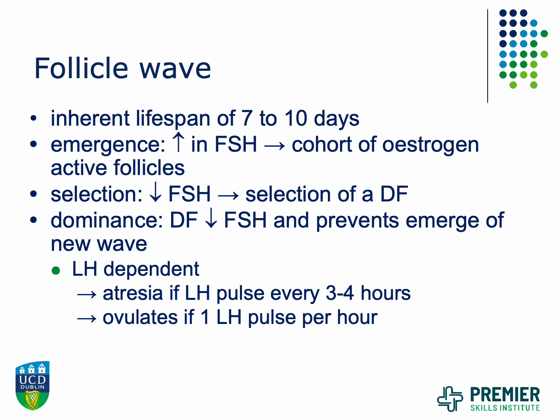So what happens to these follicular waves? In general, they last about 7 to 10 days. And when they start, it's an increase in FSH, so you have these estrogen active follicles. Then the next phase is the selection phase, where you have a decrease in FSH and the selection of a dominant follicle. And the dominance of the dominant follicle will prevent emergence of a new wave.